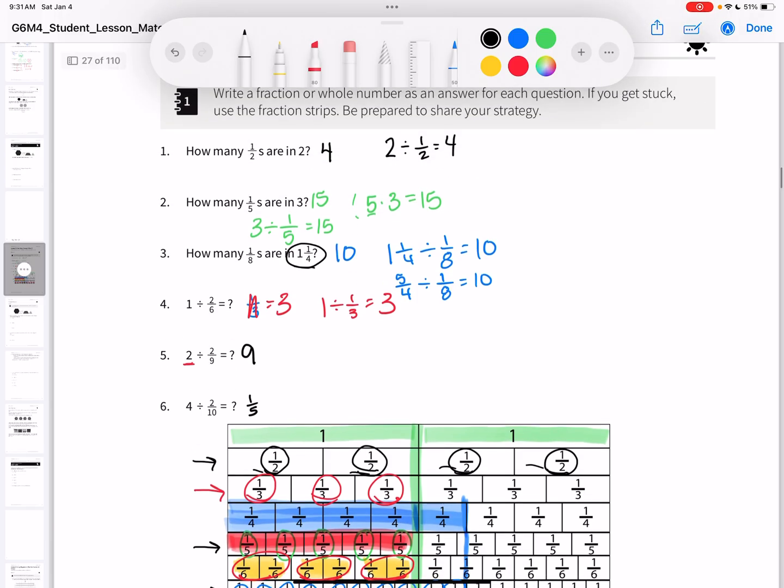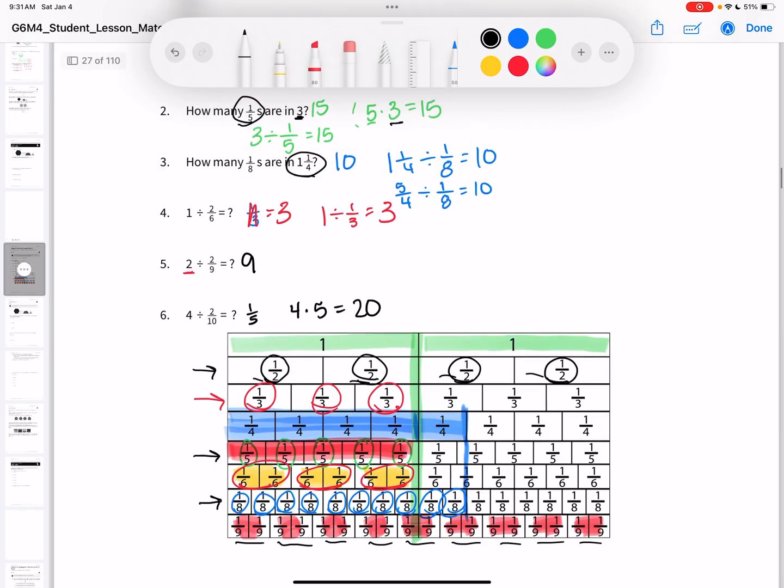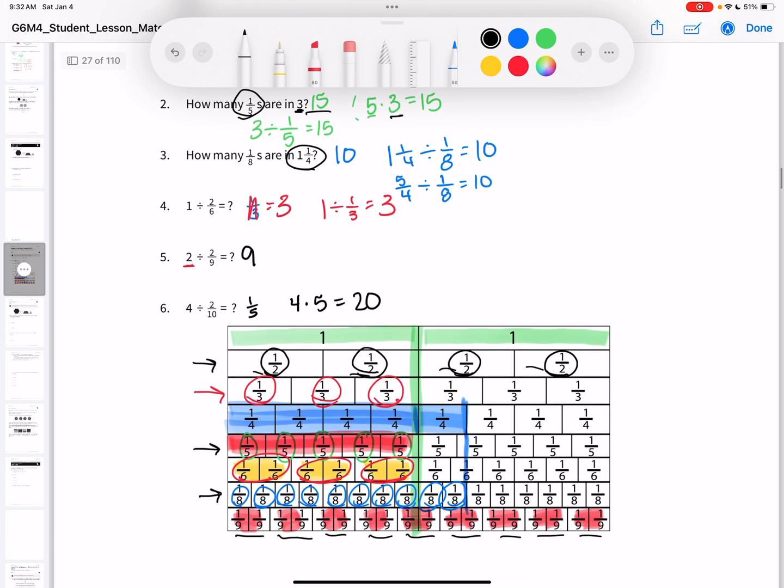Well, up here, we learned that there are 5 1/5s in 1, and so we multiplied it by our whole, which is 3. So we're going to do that same thing here. So that's 4 times 5, which equals 20, right? And there were 15 1/5s up here. So if we had one more whole, which is 5 more 1/5s, we get 20, which is what it should be. All righty.